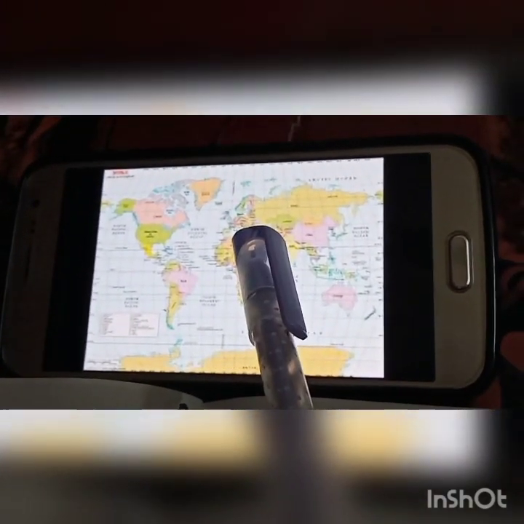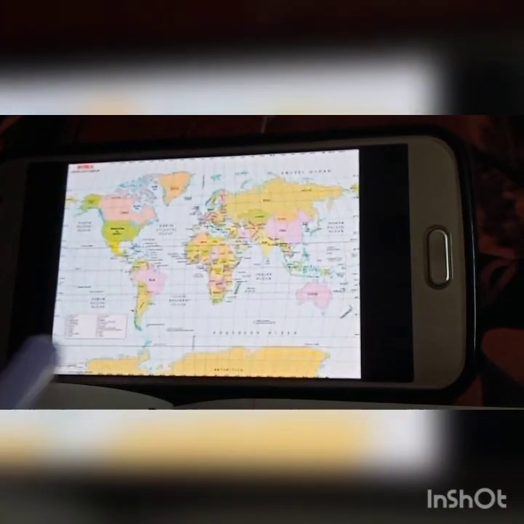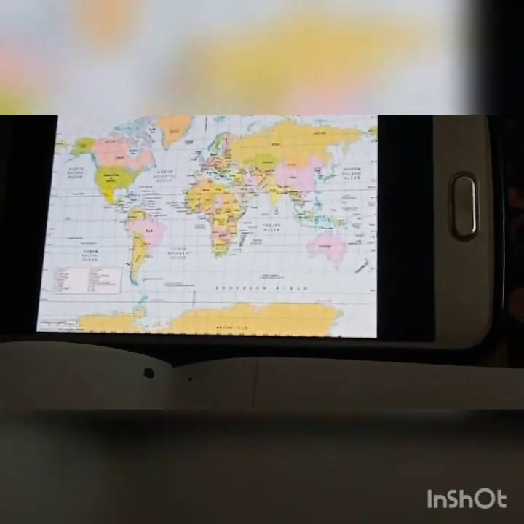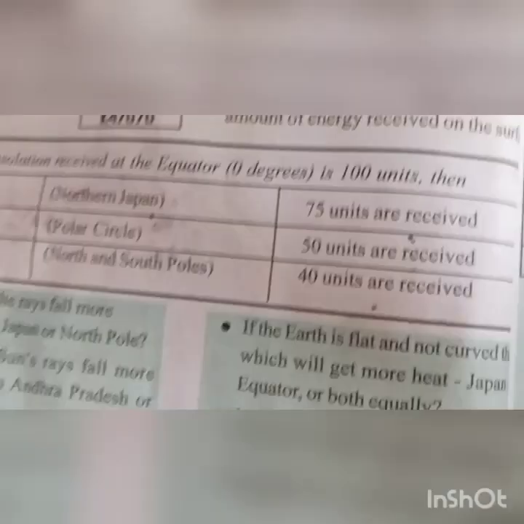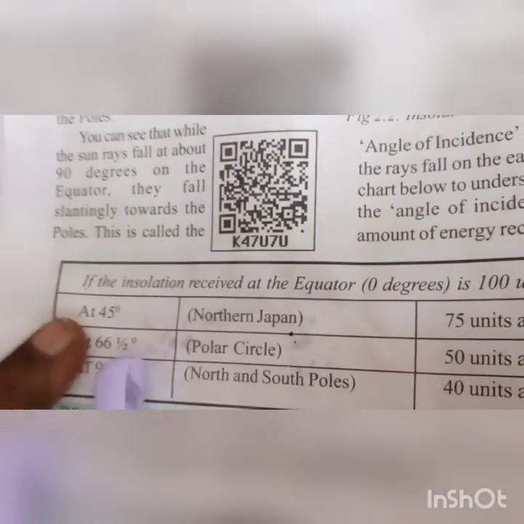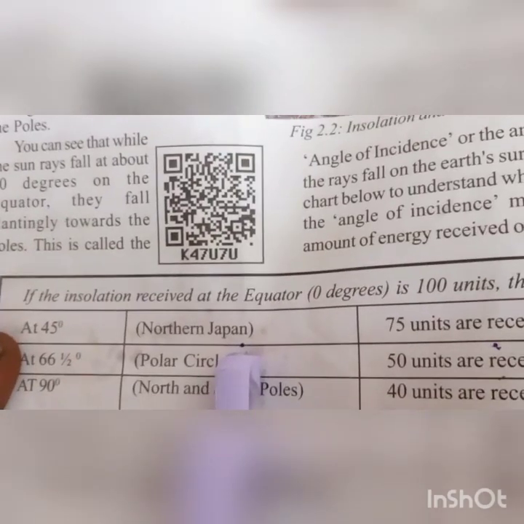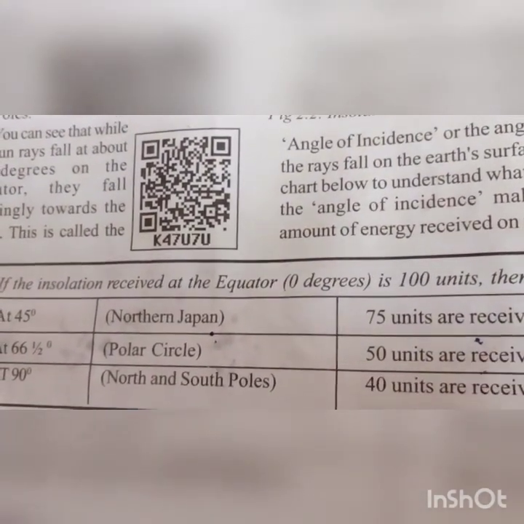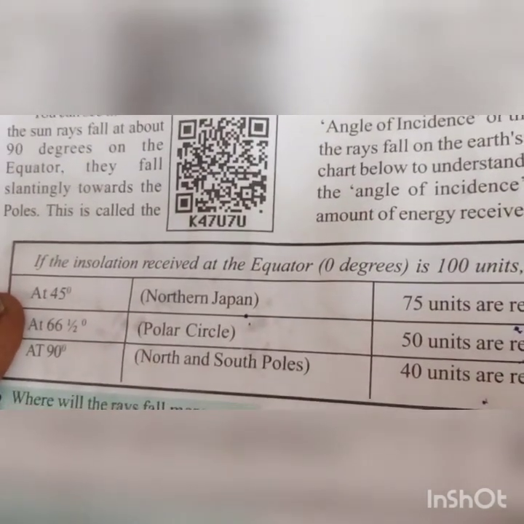To make you understand, here is a table they depicted. Let's see: if the insolation received at the equator, 0 degrees, is 100 units, then at 45 degrees, that is northern Japan, 75 units of insolation are received.